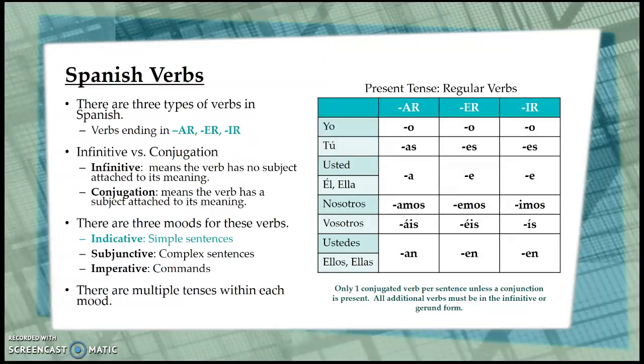Now, a special rule to note is that in every sentence there is only one verb allowed to be conjugated. The only exception to this rule is if we have a conjunction, like the word and, or but, or because. When we have conjunctions, it splits the sentence and then we can have more than one conjugated verb. But if conjunctions are not present, the first verb will be conjugated and any additional verbs must remain in the infinitive or the gerund form.